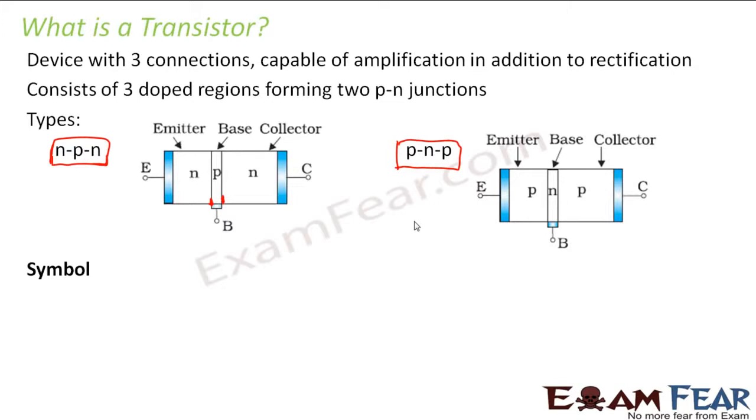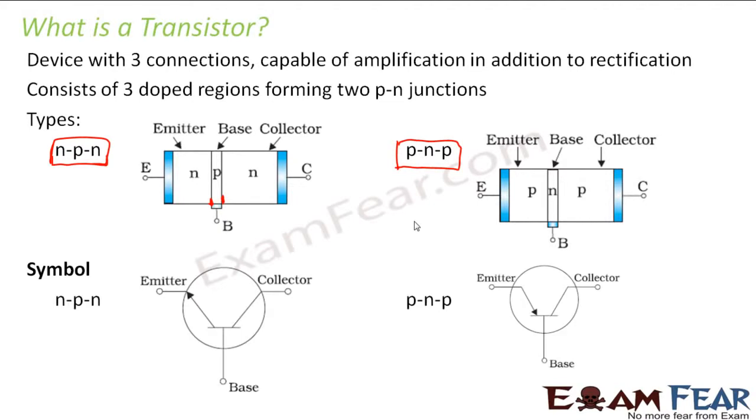What is the symbol for a transistor? So this is how we denote a transistor. When I talk about an NPN transistor, we have this symbol. This denotes emitter, this denotes base, and this denotes collector. You must be wondering what are these. I'll discuss each of them in detail in the next slide. Here I am just telling you how the symbol looks.